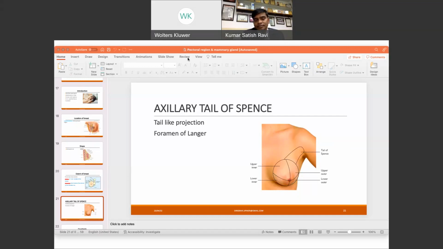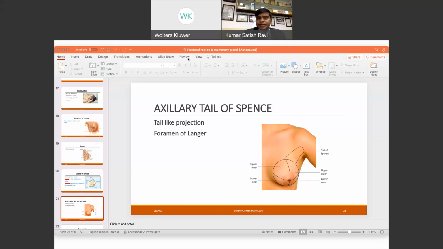Sir, the last two questions are: can Poland syndrome be seen in females too? Why not? I said that Poland syndrome is the partial or complete absence of the pectoralis major muscle. So it is a developmental defect. It may be there. Why not?